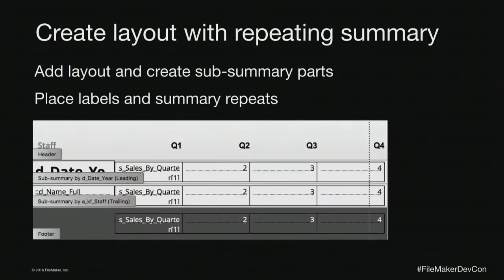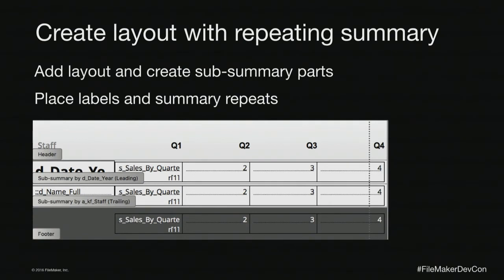And then we're ready to make our layout. It's pretty straightforward, and I'll actually show this live here in just a second. We're just adding a layout. We're creating as many subsummary parts as we want, into each subsummary part in addition to the data for that subsummary. So for instance, a little hard to see here, but you can see date, year on the first row, and you can see name full there, hopefully anyway, on the second row.